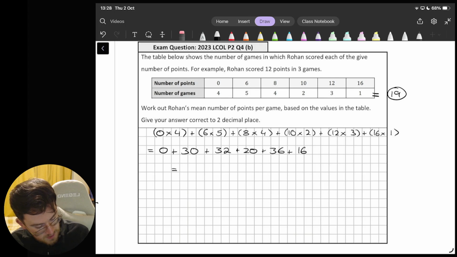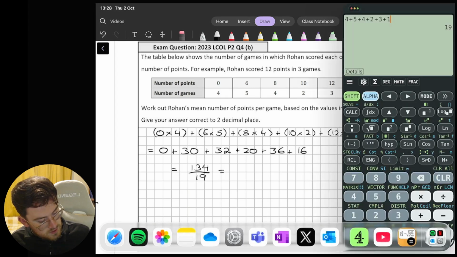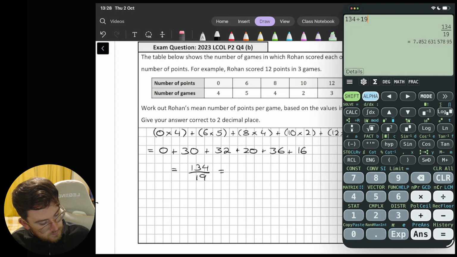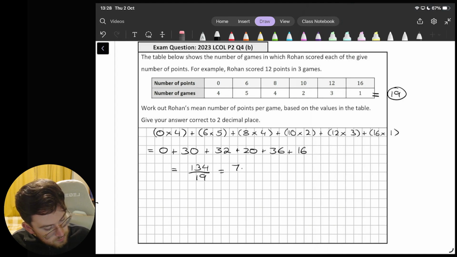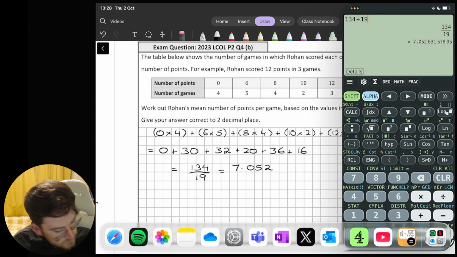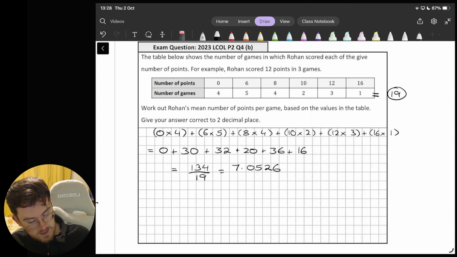So this is going to be what? 62, 82, 82, 88, 118, 134. So 134 over 19, and let's see what that gives us here. We're looking at about 7.052, I think was what it said there. Yeah, 7.0526. They said 2 decimal places, which would be 7.05 points.